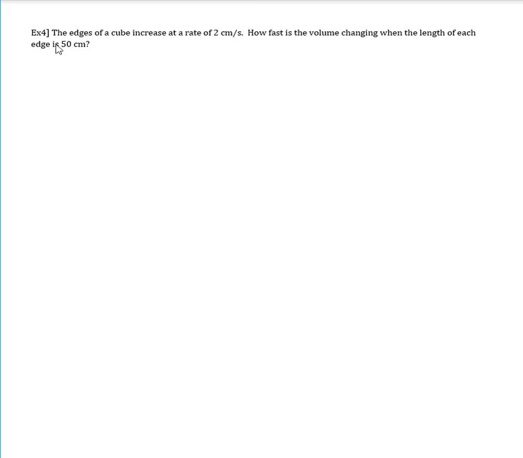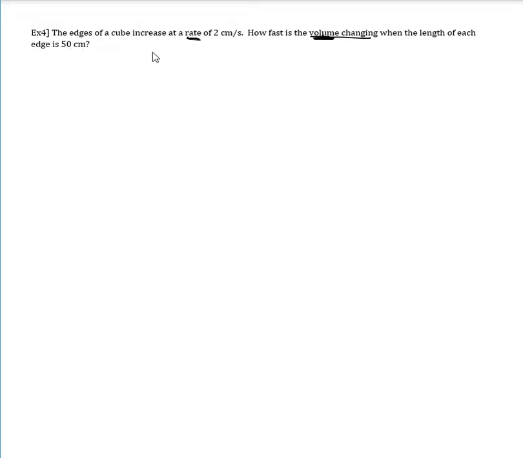Okay, so on this it says the edges of a cube increase at a rate of 2 centimeters per second. So here we see a rate. Well, they said the word rate, but also the centimeters per second is also a rate. So that means it's d something dt. And then it says how fast is the volume changing? So they want us to find a change in volume when the length of each edge is 50 centimeters. All right, so let's go ahead and let's draw.